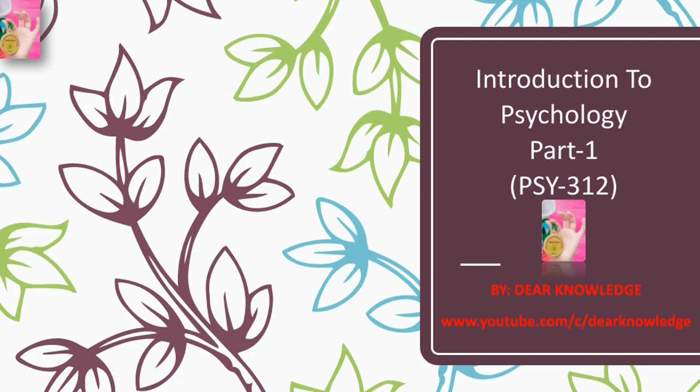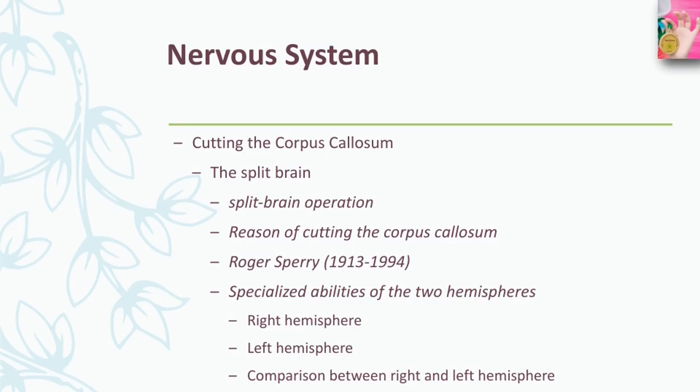Now let's start today's lecture. This is Introduction to Psychology Part 1, PHY 312, by Dear Knowledge. Today we will be discussing the cutting of the corpus callosum. In our previous videos, we have discussed the nervous system in great detail, what the nervous system actually is, and we are covering the cerebrum part of the forebrain, going through a deep discussion.